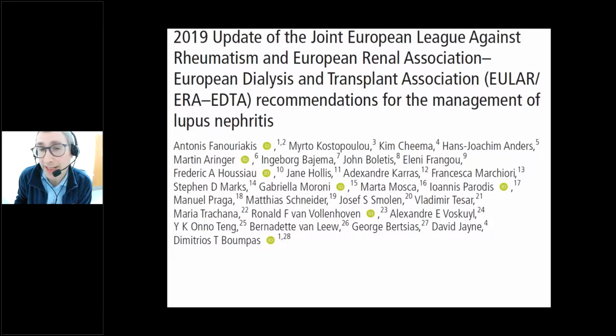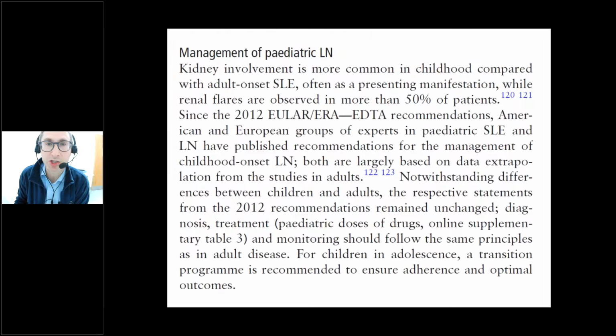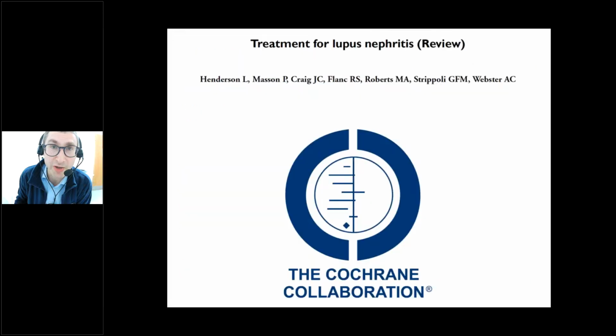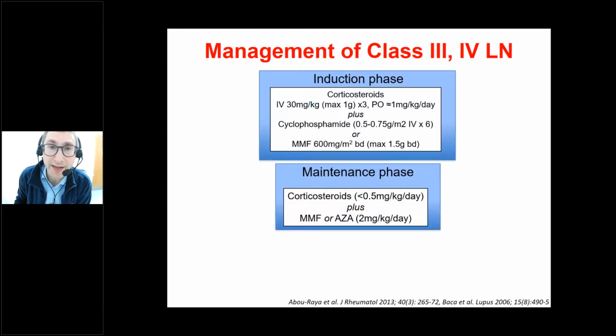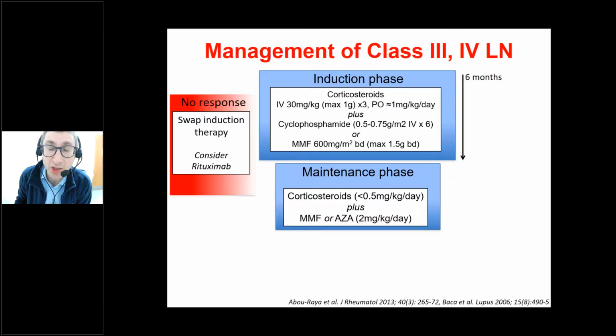We updated our recommendations in 2019, which have just been published, and we basically said that really nothing much had changed when it came to the decisions about children. We also have information from the Cochrane collaboration, and I think their treatment of saying steroids initially trying to wean, with cyclophosphamide or MMF, a maintenance continuing with some steroids with MMF or azathioprine. You can switch induction therapy if there's no response.